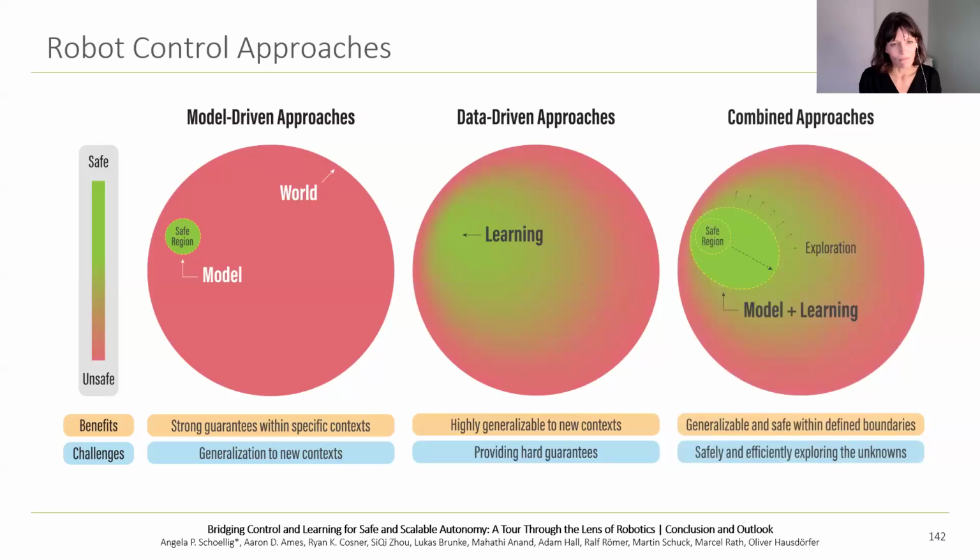Like, the general vanilla learning-based methods, they have high generalizability to new contexts as long as we have some data, but providing hard guarantees is really the challenge. And finally, I think all the things we showed you try to combine the methods such that we have the benefits of generalizability with more data for contexts that we haven't seen before, and still provide certain safety guarantees and are also able to efficiently explore the unknown.